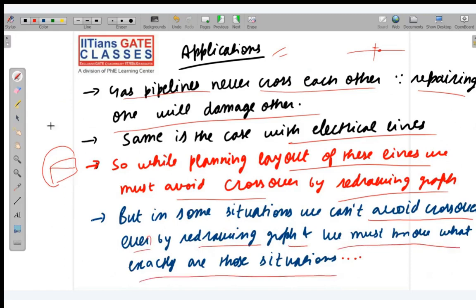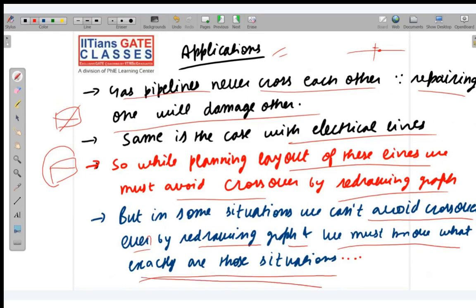Okay, and we tried to redraw it and we have got a planar version, but some situations are there, even after redrawing, we cannot make it planar, or we cannot avoid crossover. These are non-planar graphs. So obviously this point is saying we should exactly know what are those situations.